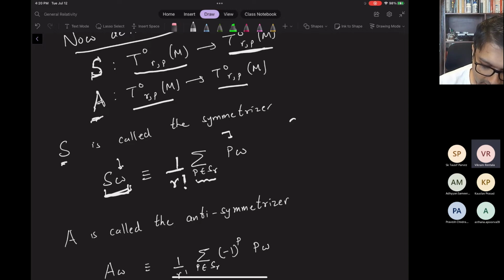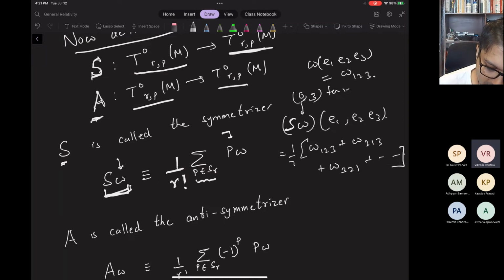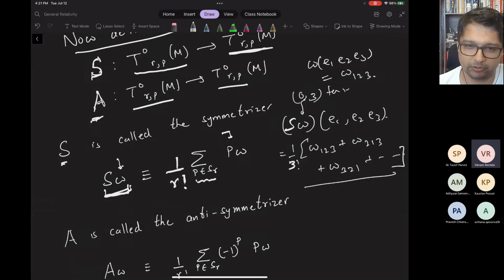In other words, if I take the symmetrizer and its action, for example, suppose this is a type 03 tensor, then I can feed it objects E1, E2, E3. Omega acting on E1, E2, E3 is of course just omega 1, 2, 3. But now the symmetrizer acting on E1, E2, E3 will give me omega 1, 2, 3 plus omega 2, 1, 3, basically every possible permutation of these coefficients, omega whatever, 3, 2, 1, all 6 combinations, multiplied by 1 over 3 factorial. So it's the average of all possible permutations of the coefficients.